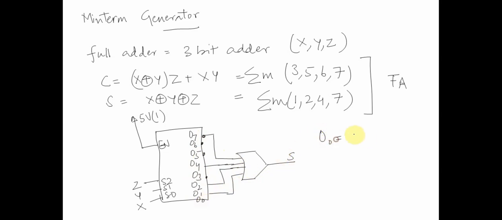And if you have to verify this particular thing, what would my O0 be? O0 would be X bar, Y bar, Z bar. Enable is 1, so this dot is 1. My O bar would be 1. So X bar, Y bar, Z, and so on and so forth, right? So basically, we were able to use this decoder as a min-term generator and implement an adder circuit by only using an OR gate.